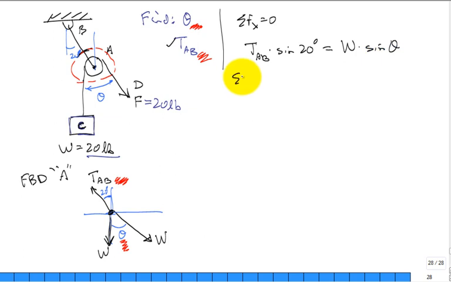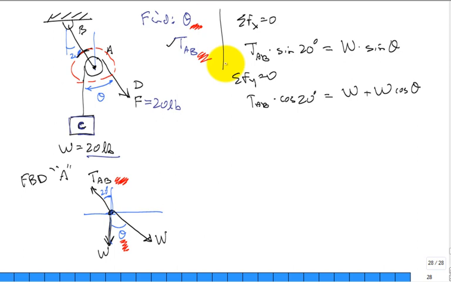Stay with me, please. Sum of the forces in the Y equal to 0. We're going to get TAB times the cosine of, not 30, 20 degrees, plus the weight equals the weight times cosine of theta. Look good? Two equations, two unknowns. So how do I solve this problem? Make it one equation with one unknown if you can.